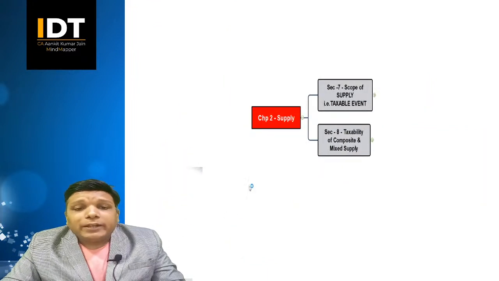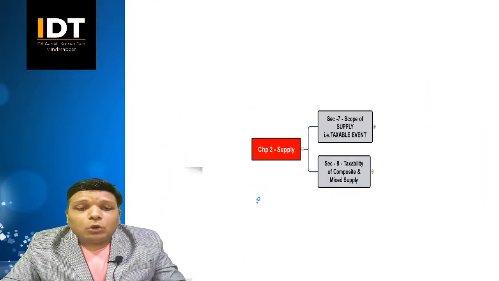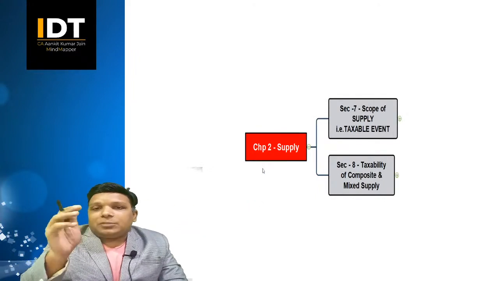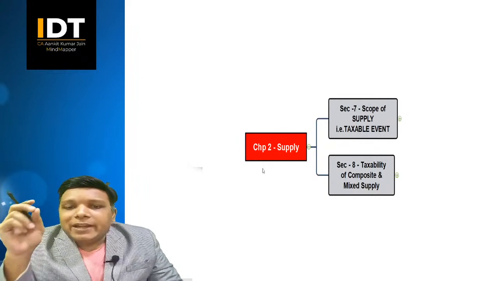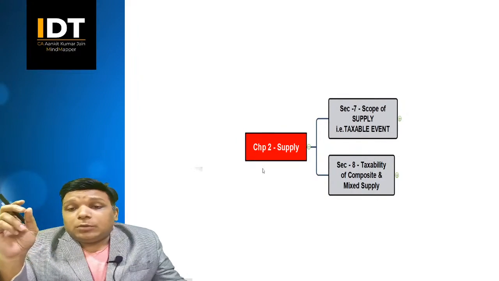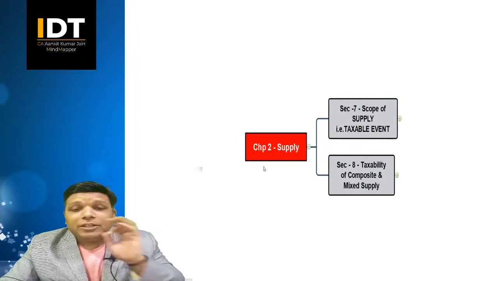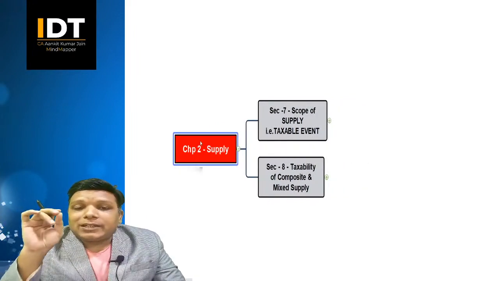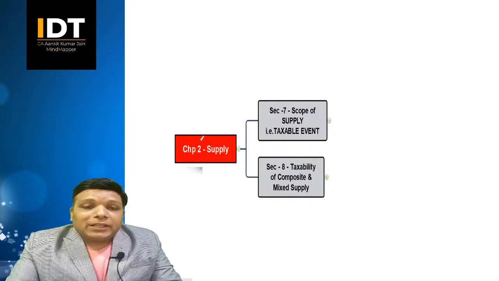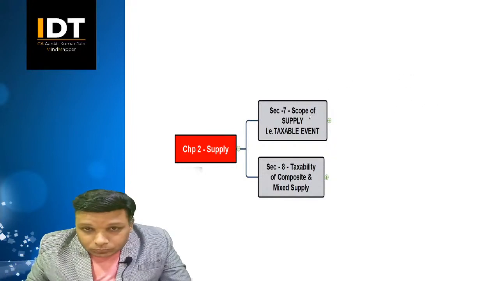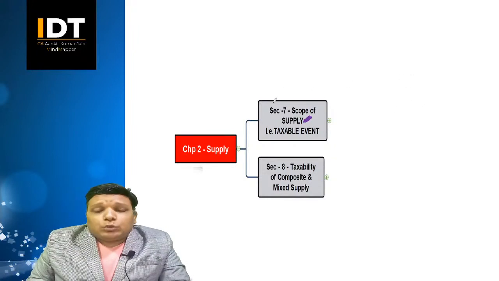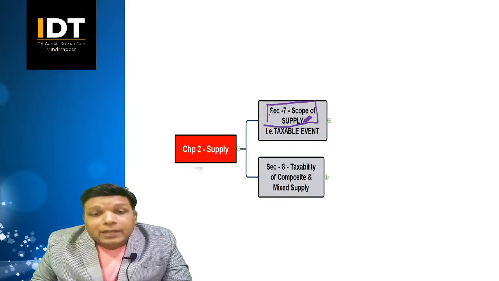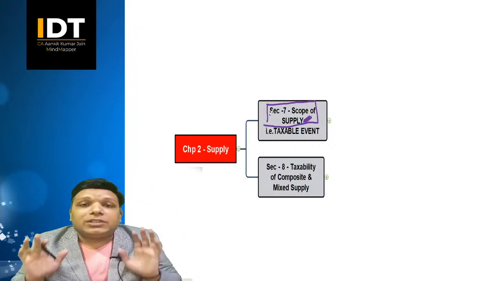Now, what is the concept of supply? So we will decode the term supply today. We will break the term supply into various pieces so we understand each and every piece of the term called supply, correct? So supply means what? Supply means scope of supply. That is a taxable event, right? हमको ये पता है कि taxable event क्या है? Supply है, correct? So what we are trying to understand in section 7 is scope of supply. Supply किस किस चीजों को बोला जाएगा, correct?